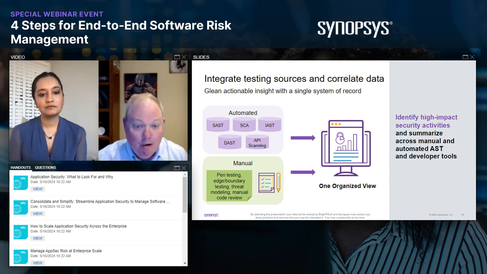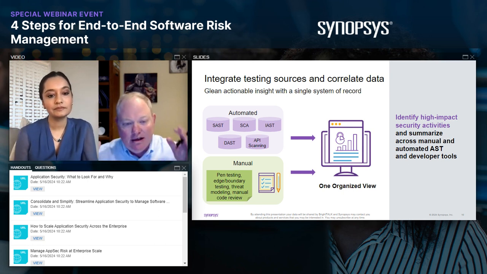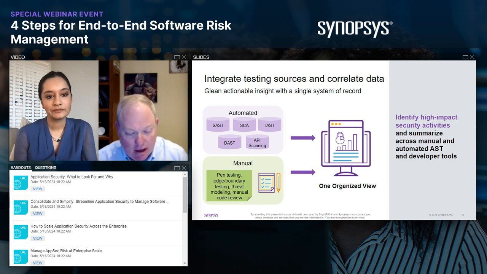Or, like OS commanding versus OS command injection. They're the same thing, but someone who's not doing security day to day may not know that those are equivalent. So even something as simple as naming, and normalizing that data into a single language, essentially a common scoring mechanism, is really important. We talk about correlation of issues.